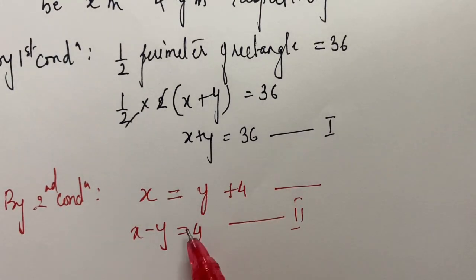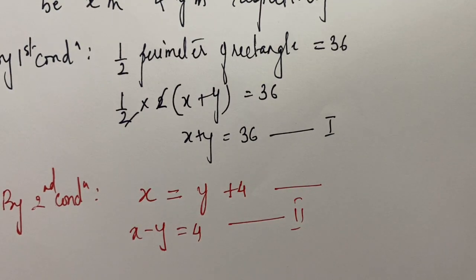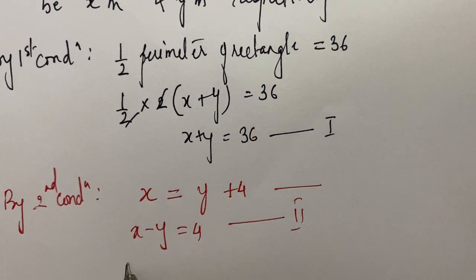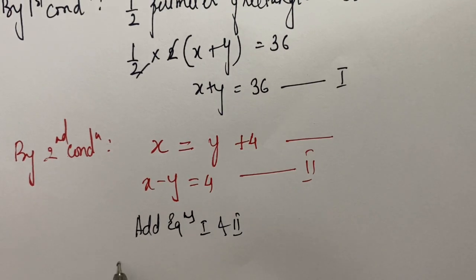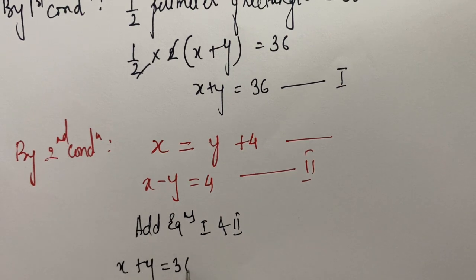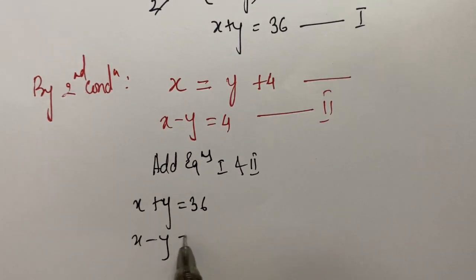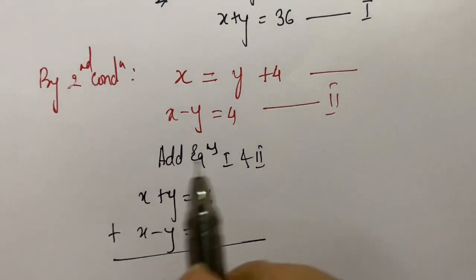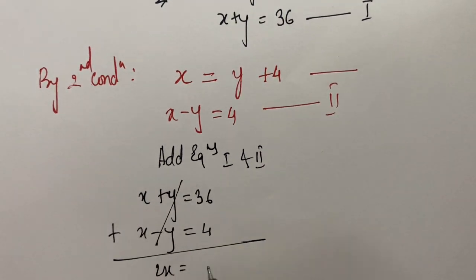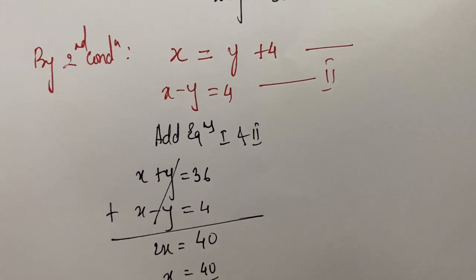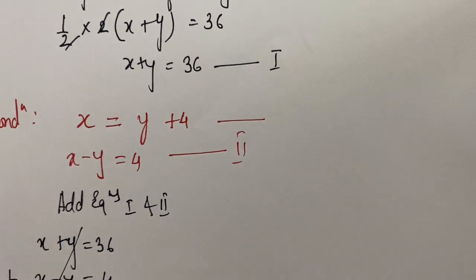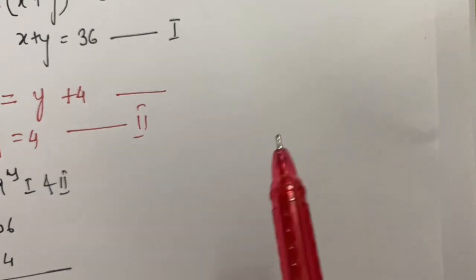Now let us add equation 1 and 2. Simple. So adding equations 1 and 2, what do we get? x plus y is equal to 36. x minus y is equal to 4. You are adding, y is cancelled. You have 2x is equal to 40. So x will be 40 upon 2, so your x will be 20. Means the length is how much? 20 meter.